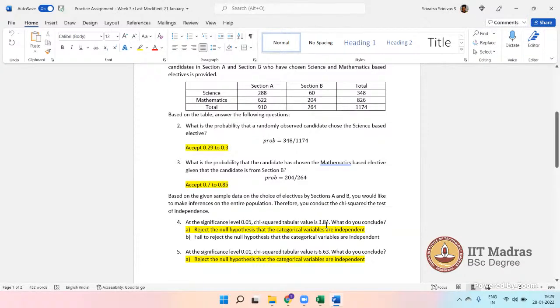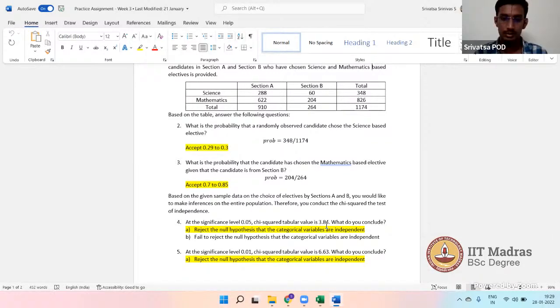We are given alpha and we are given the chi-square value. Right. Correct. After that, what do you do? Now you have been given the alpha and a chi-squared value. Yes, sir. You compute the chi-squared value for this table that is given here. Yeah, we can calculate it. All right. Once you get that calculated value, you will say if that calculated value is less than 3.84, then you will not reject the null at a significance level of 0.05. If it is greater than 3.84, you will reject the null. Okay. So in this case, it will be greater than 3.84. So the answer should be reject the null hypothesis that the categorical variables are independent.